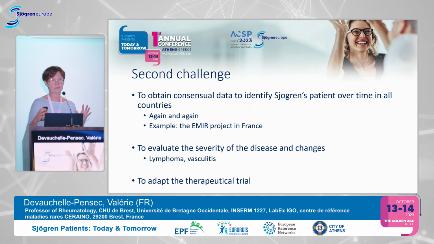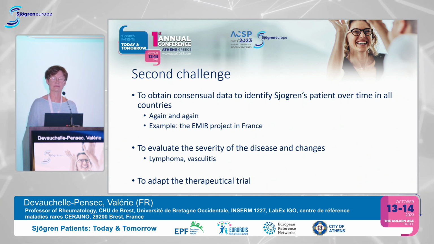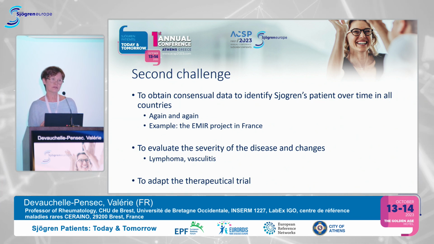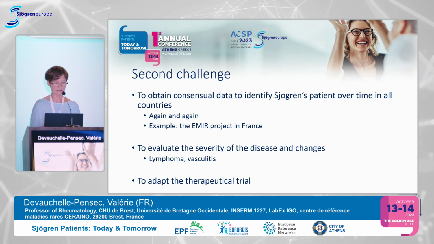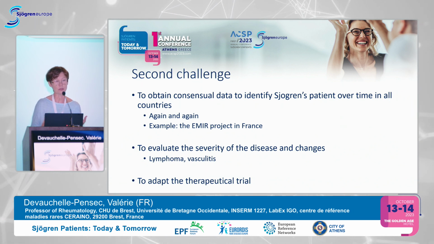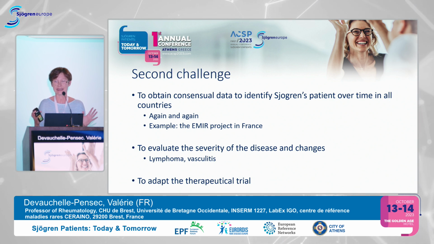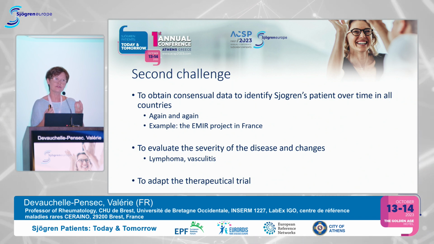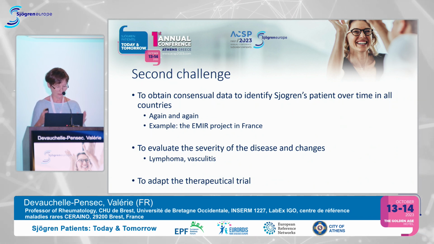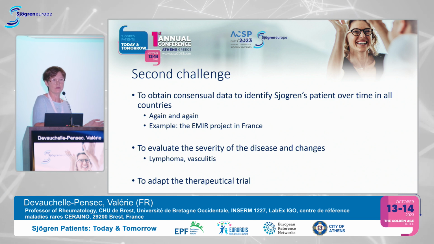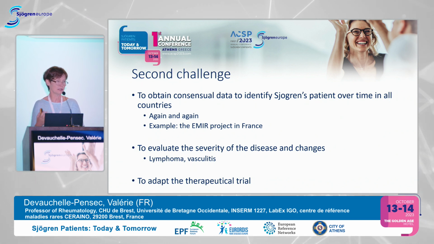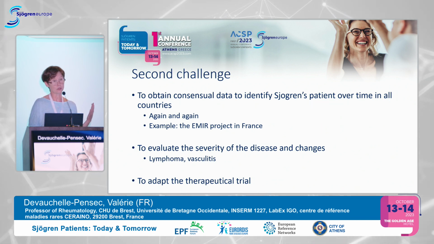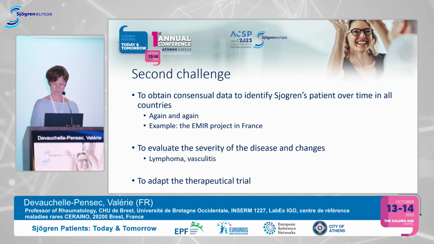In France, there is a big project to do that, following the Rare National Disease Program. And for us, it's also important to evaluate the severity and the changes of the disease. For example, in rheumatoid arthritis, vasculitis has nearly disappeared. So maybe it could be, we don't know. We want to know what Sjögren is now and not what it was before. We want to know if the risk of lymphoma increases or decreases. It's important to take care of the patient. And it's also important to adapt the therapeutic trials.